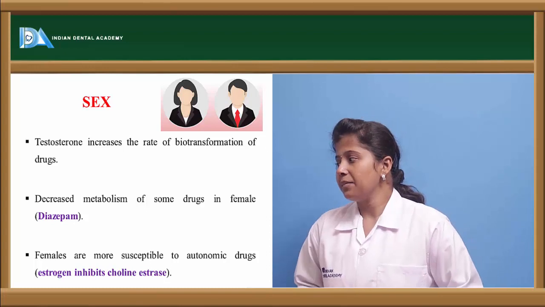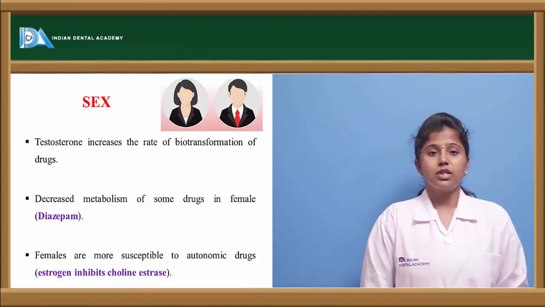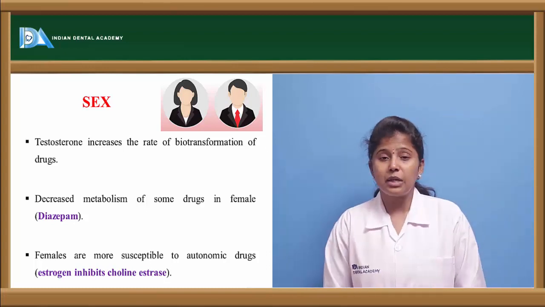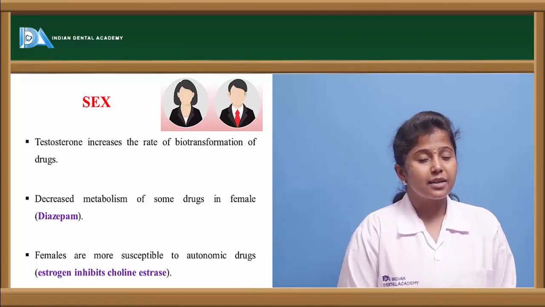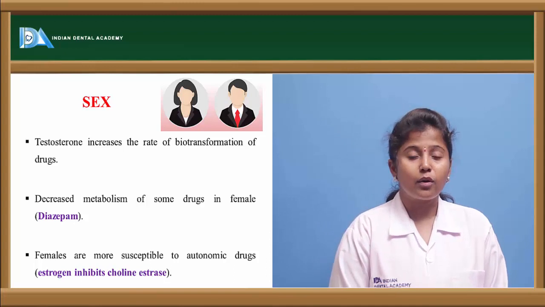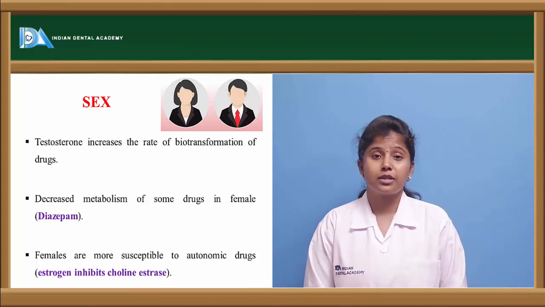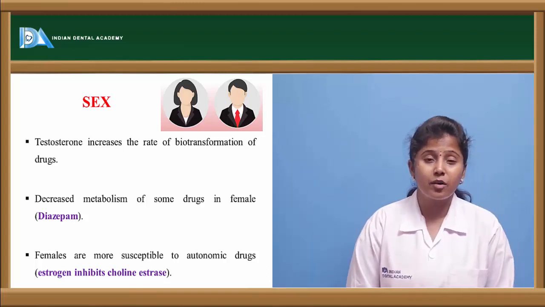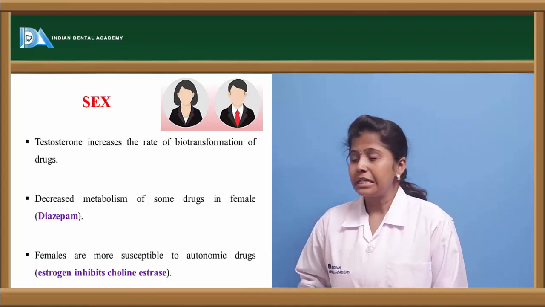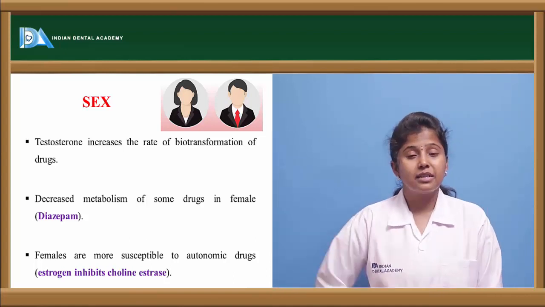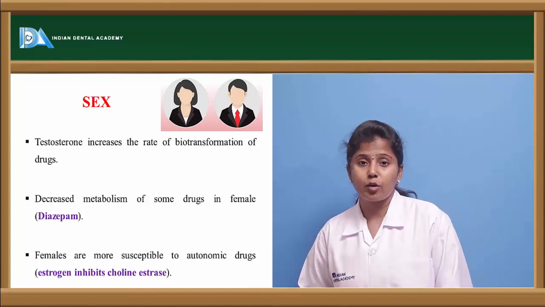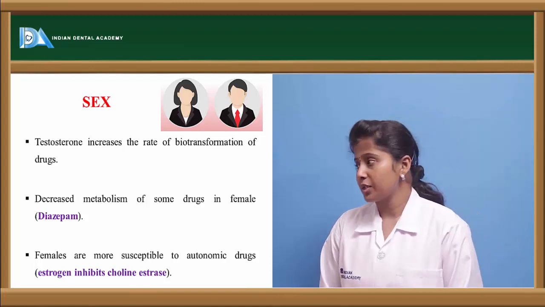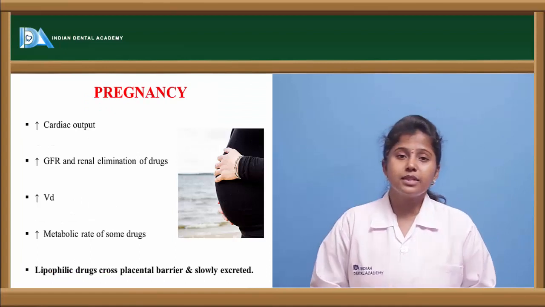At the same time, the estrogen hormone present in females will inhibit the enzyme called cholinesterase. Cholinesterase is an enzyme that aids in the metabolism of sympathomimetic, parasympathomimetic, or sympatholytic drugs. So in such cases, this may give another drug response. This is one of the factors affecting a drug's response. The other one is pregnancy.